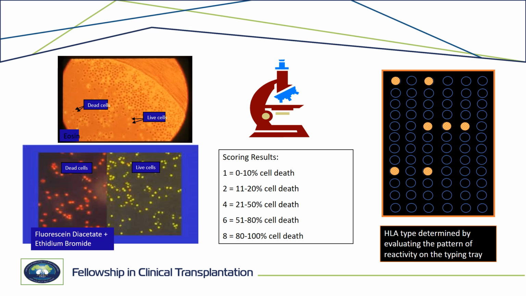They said if it was between 0 to 10% cell death, this is negative. If it's between 11 to 20%, it's still negative. If it's between 21 to 50%, they call it borderline. If it's 51 to 80%, this is called positive. And if it's 80 to 100%, this is strong positive.